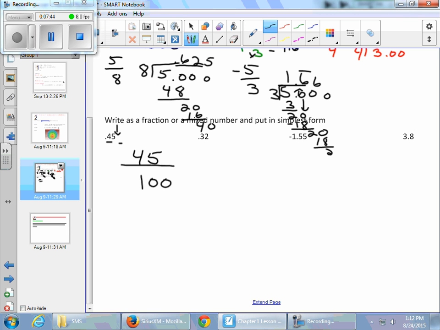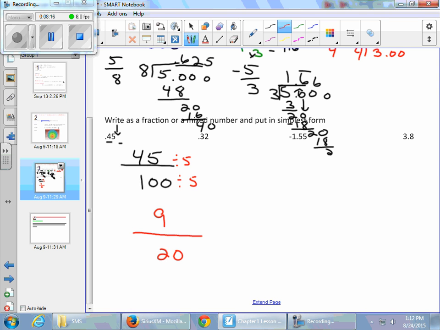And it says simplest form, so we have to simplify. So we have to knock it down. What do they have in common? If you look, there's a 5 and a 0, so there's probably a 5 in common. So let's just divide each side, top and the bottom, by 5. 45 divided by 5 is 9. 100 divided by 5 is 20. And right there is our simplest form, 9/20. You can't simplify that any.